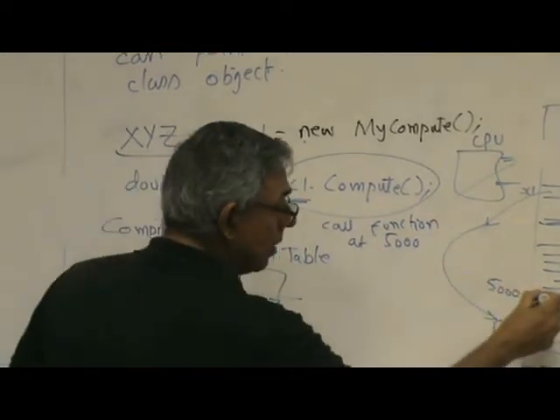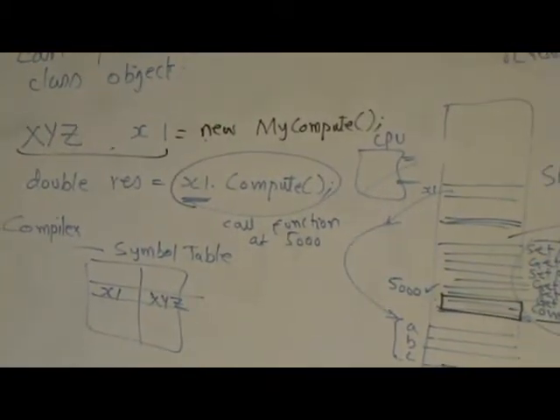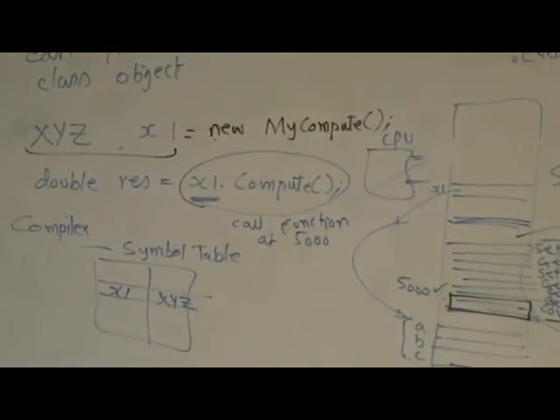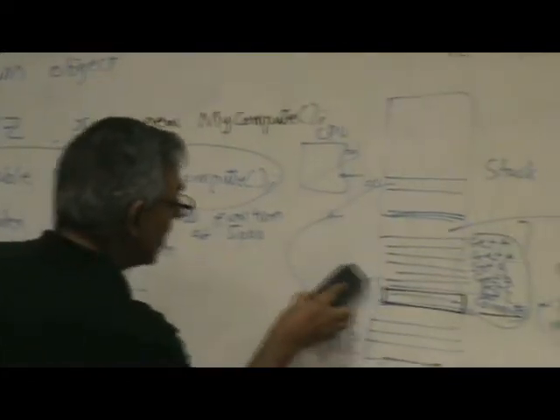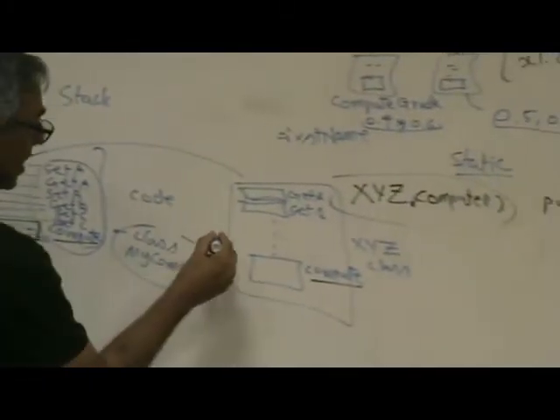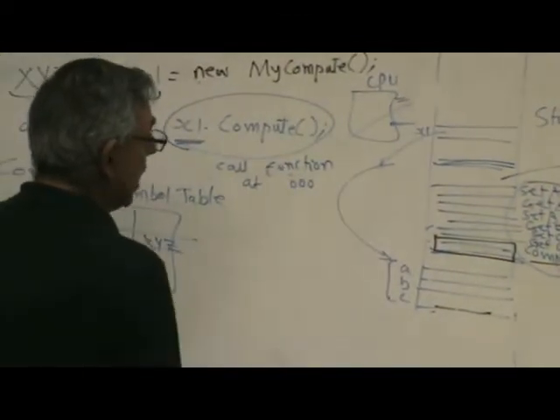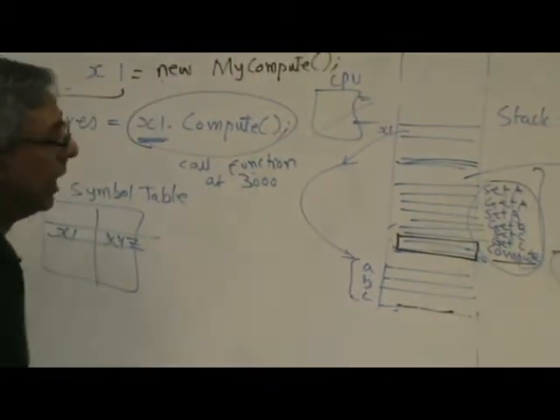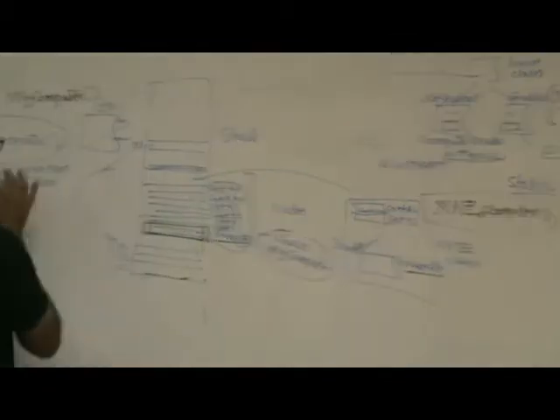So that's how it will be able to call this function. Okay, now is that... sorry, it will not call this function because this is xyz and xyz compute is over here. Let's pretend this is 3000. So it will say call function at 3000. Okay, so we'll end up calling this function over here in this example.